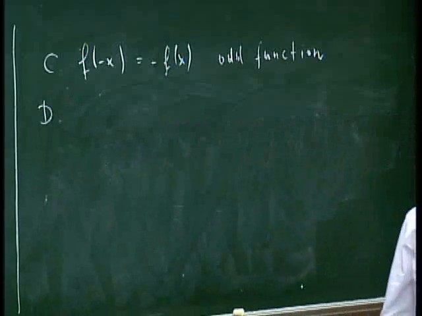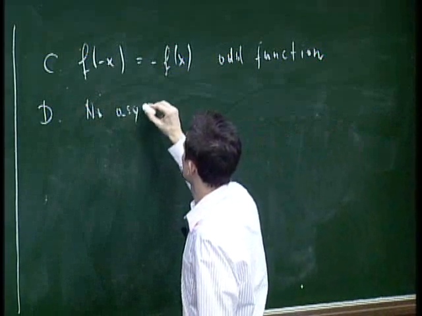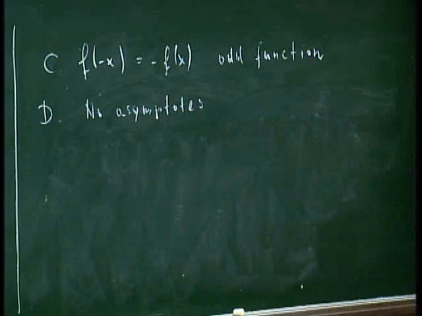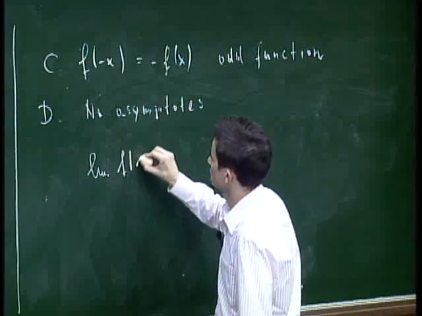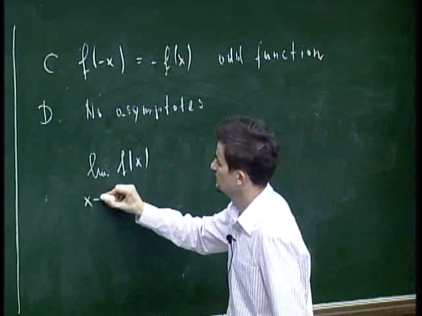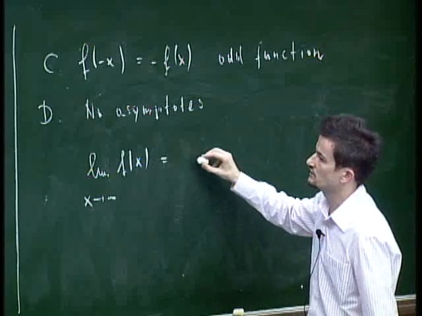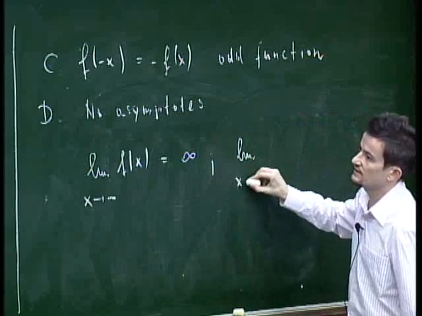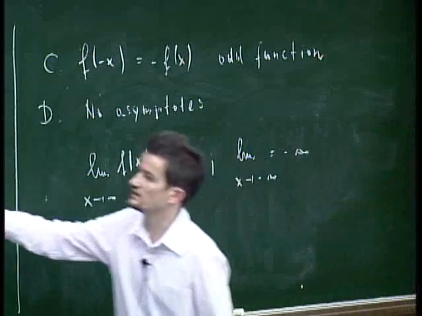Now, asymptotes: there are no asymptotes. But you see that even if there are no asymptotes, it sometimes pays off to compute the limits. So the limit as x tends to infinity is equal to infinity, and the limit as x tends to minus infinity is equal to minus infinity. Essentially, this term here is the dominating one.